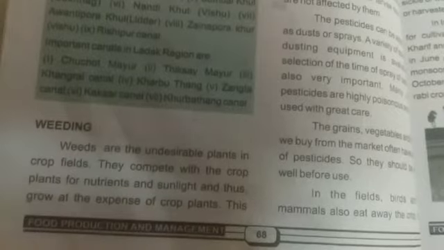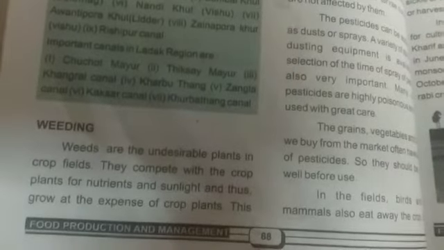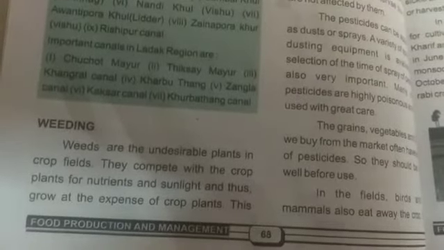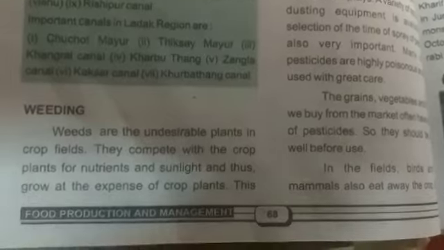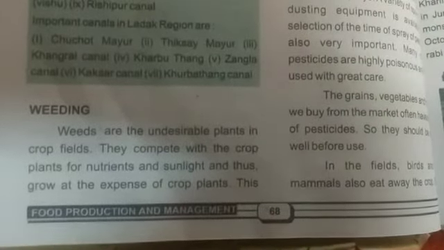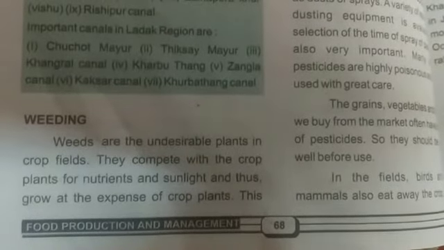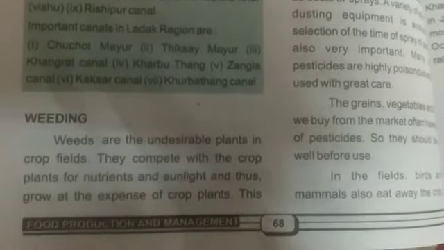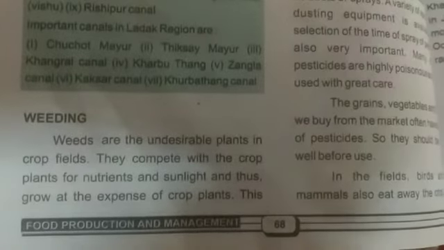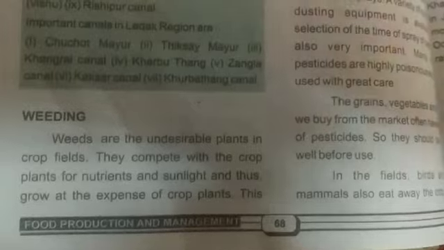Now it's the weeding. We are done with the irrigation now. Weeds are the undesirable plants in the crop field. They are plants, but they are undesirable. We don't need them in our fields. They compete with the crop plants for nutrients and sunlight, and thus grow at the expense of the crop. They try to snatch their nutrients and sunlight, and therefore grow at the expense of food crop plants.